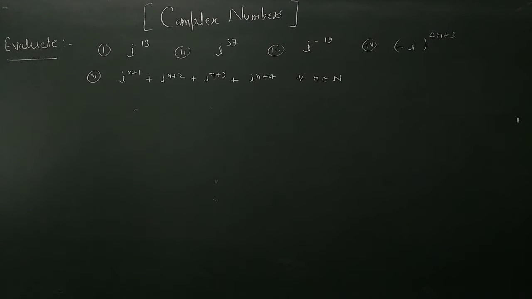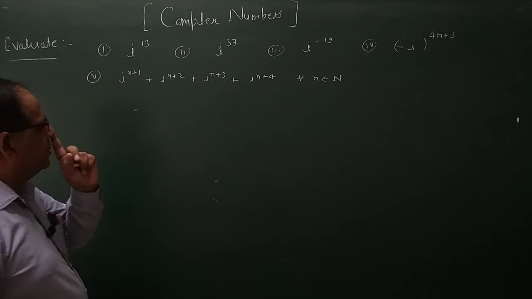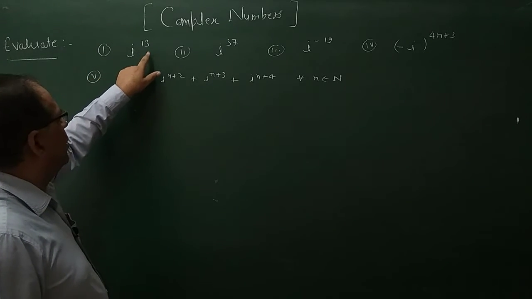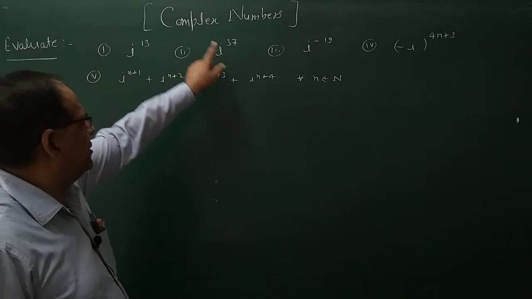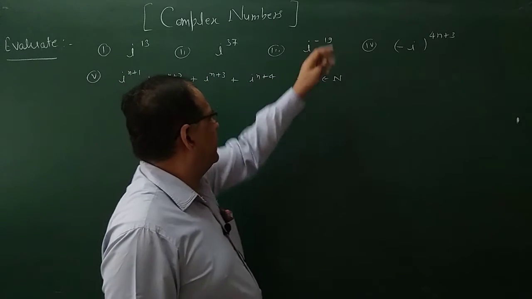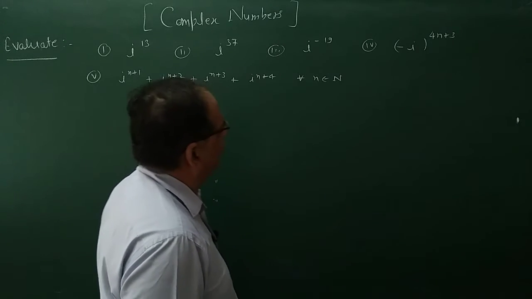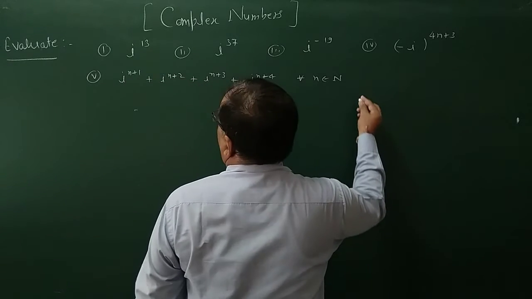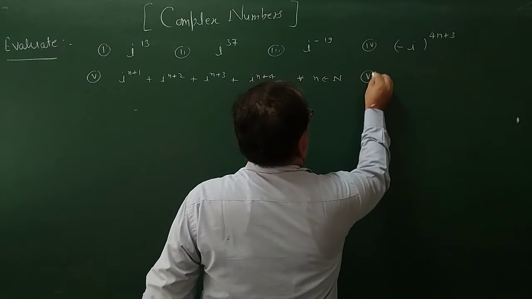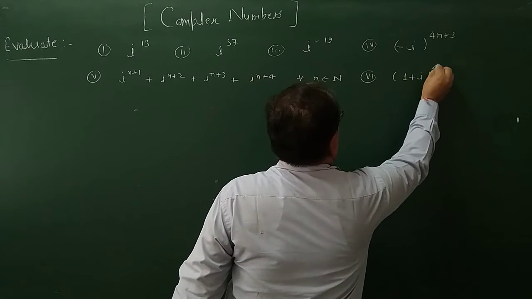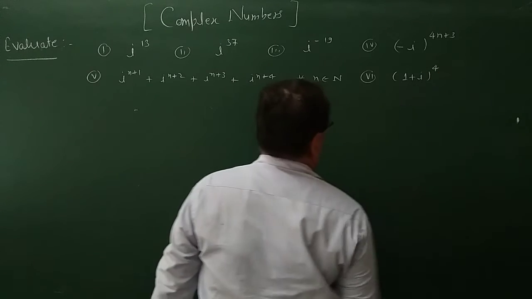Now I am taking some problems based on the properties of iota. Evaluate iota to the power 13, iota to the power 37, iota to the power 19, iota to the power minus (4n plus 3), and adding one more here, (1 plus iota) whole power 4.